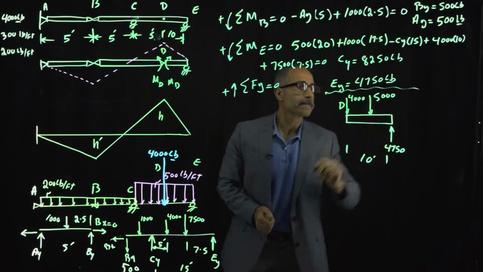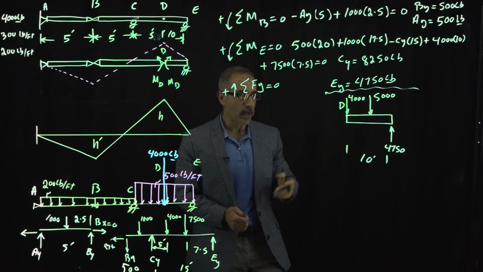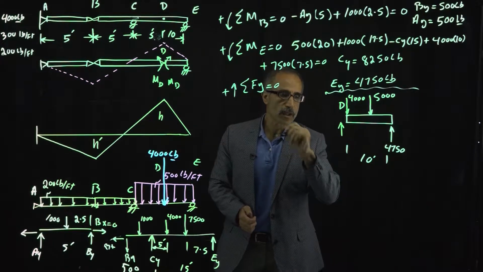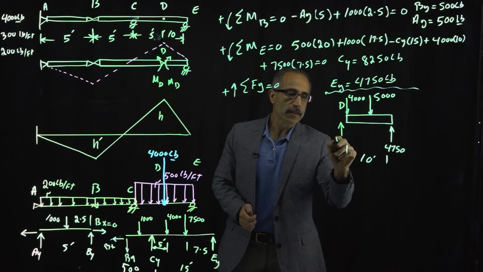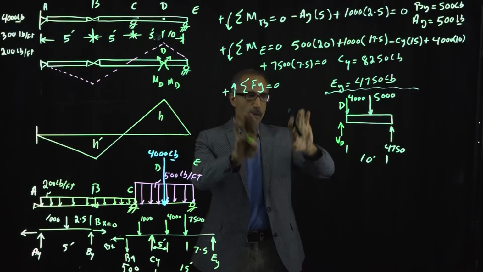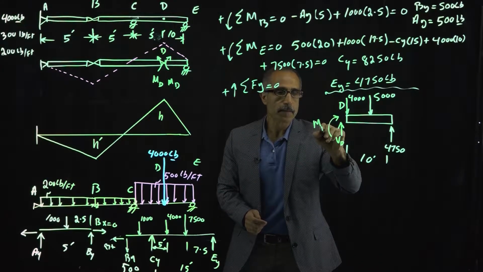Let's separate this. So now we make the cut, as we talked about before. We have to replace the cut with shear, in both directions. I'm not going to show the horizontal one. And this is VD, and then we're going to have the moment. Remember, moment is going to go both ways positive. So this moment is going to come up this way. That's going to be MD.